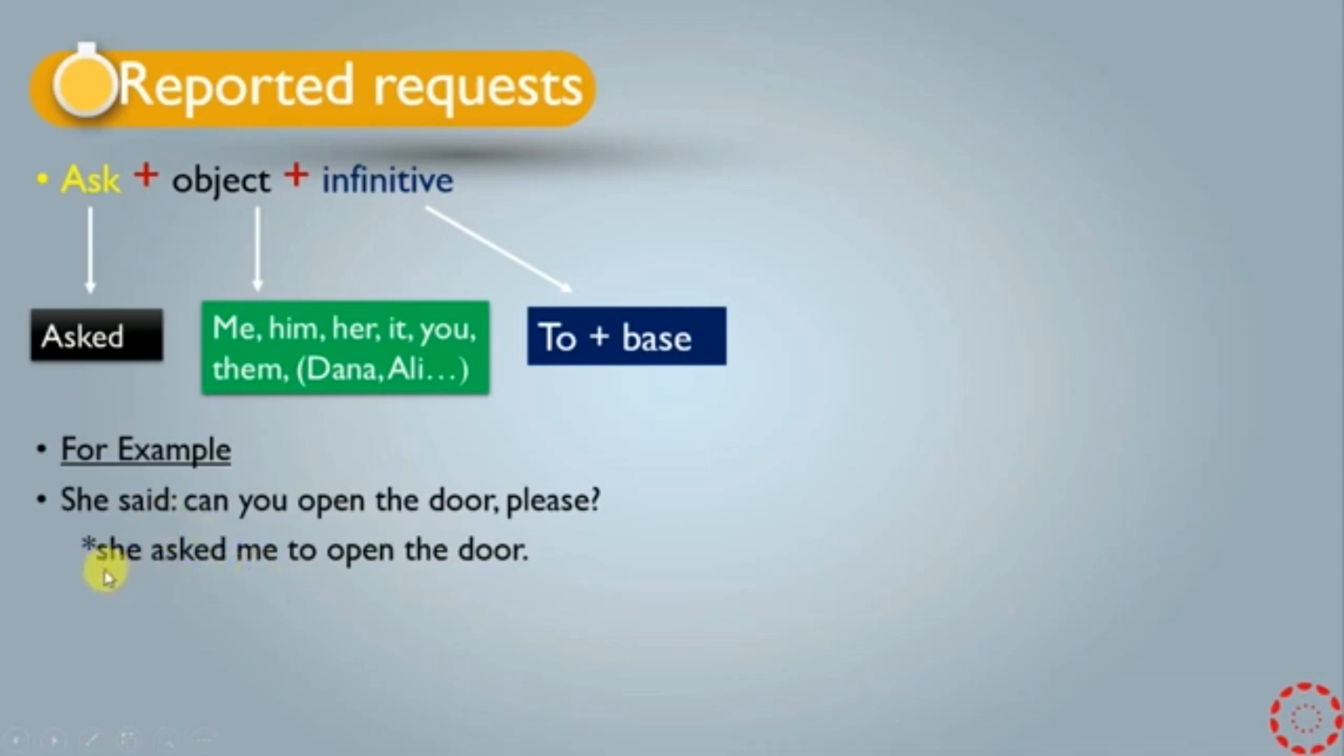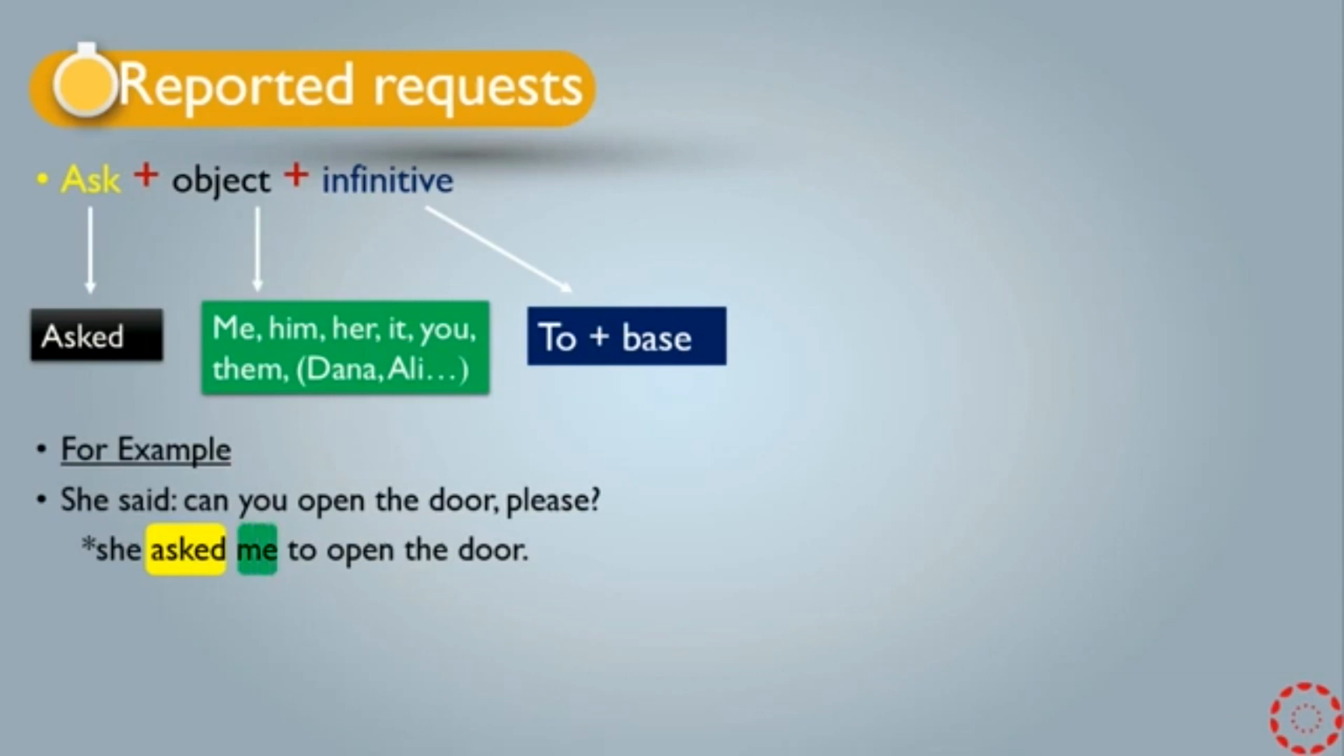She asked me. So I have she here. After she, I will write asked, and after asked, I'll write an object which is me, and after the object, I'll write infinitive. What is infinitive? Infinitive means to plus base. So I'll write to. After to, I need a verb, which should be in base form. So I will search for a verb here. Which one is a verb? Open. So it became: she asked me to open the door.